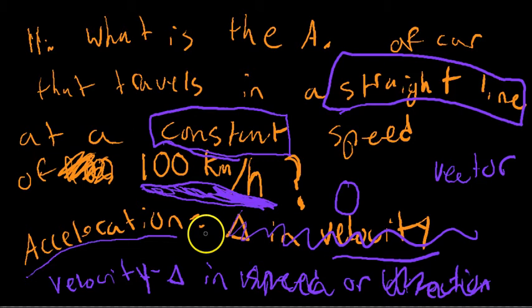In common language we'll say, oh wow, that car is accelerating very fast or something like that. But really, if it's moving at 100 kilometers per hour in a completely straight line, which is, mind you, unrealistic, but hypothetically, if it's moving in a straight line at 100 kilometers per hour, its acceleration is 0, okay? So that's a key thing to realize.